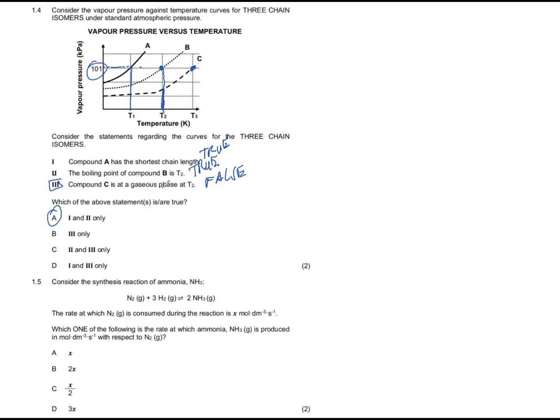So look at how I actually figured that out. You have to actually put your mind into solving those multiple choice questions. It's not just guesswork.